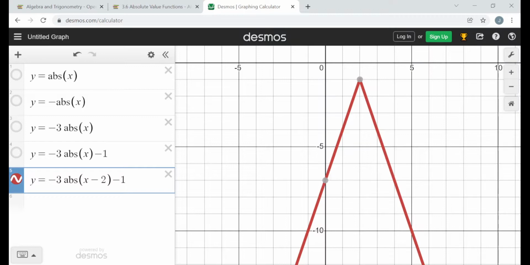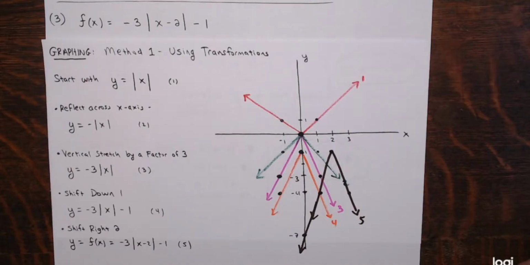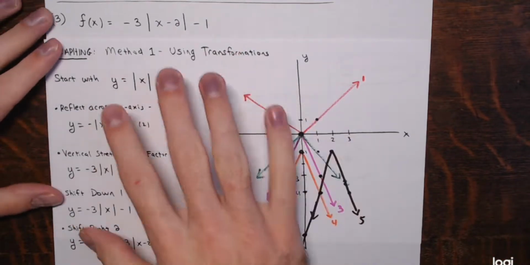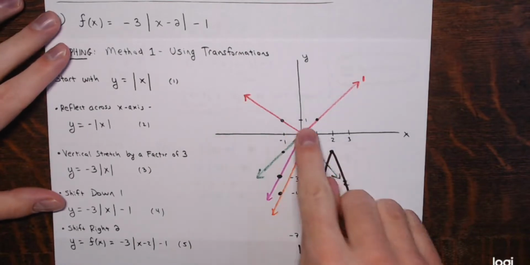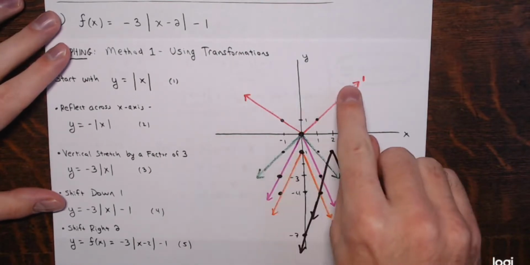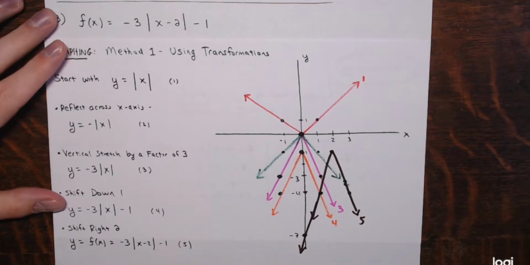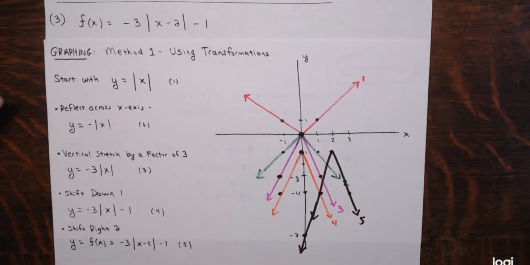All right, so that is one way to graph these. Perform the transformations. Start with your basic absolute value function, and then perform one transformation at a time until you get the equation that you want. And then that should be your final graph.